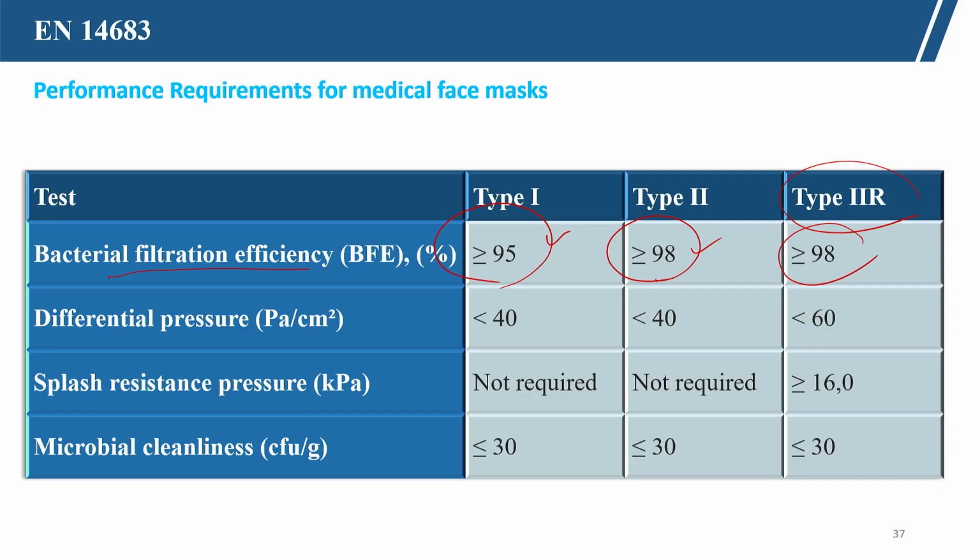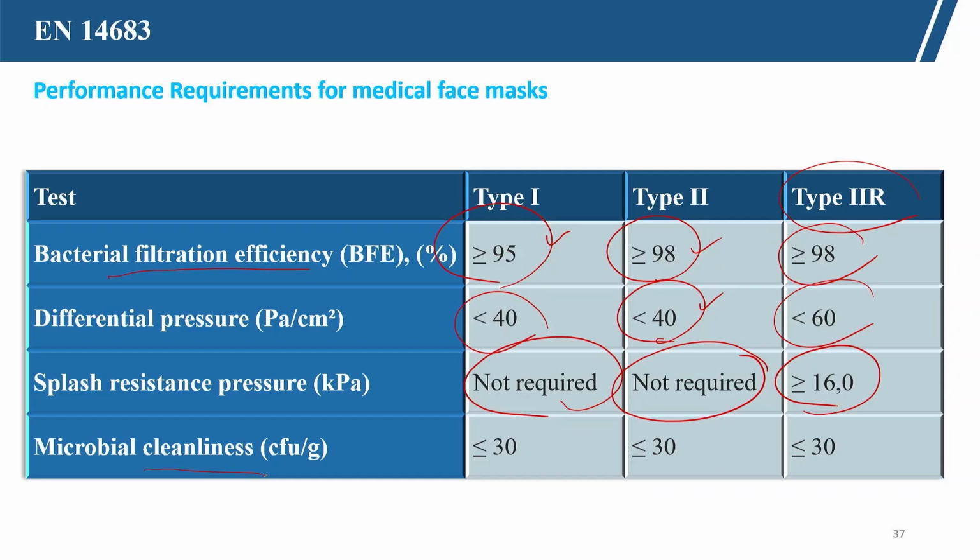Differential pressure is less than 40 Pascal per square centimeter for types 1 and 2, and less than 60 for type 2R. Splash resistance is not required for type 1 and type 2, because they are not meant for that type of situation, but in type 2R it is 16. Microbial cleanliness is required, which is not required in the case of ASTM. Here it is less than 30.